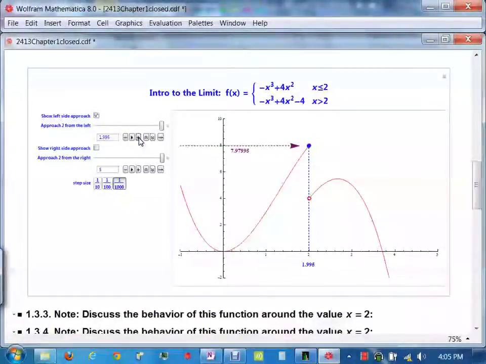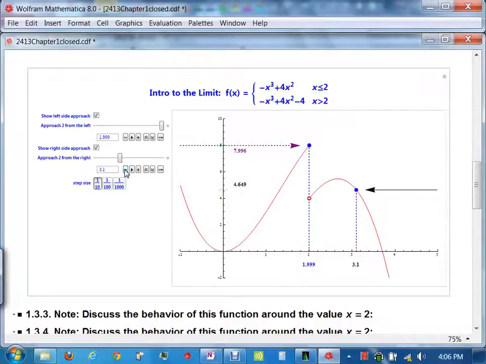7.96, 7.97, 7.98. I'm getting really darn close to 8. I would say from the left it's approaching 8. But from the right, is it approaching 8? Yeah, look at this right here. See, I'm coming in. Come on, there you are.